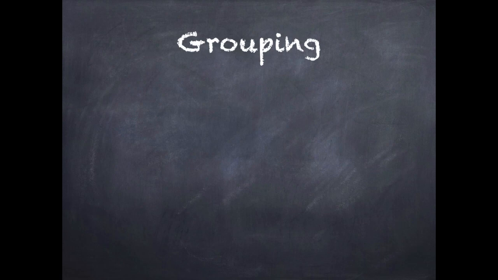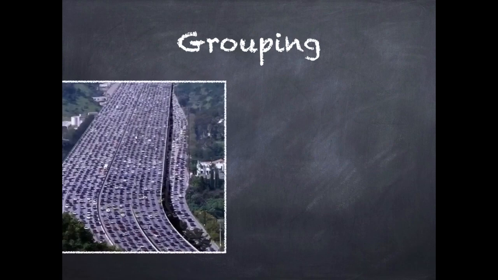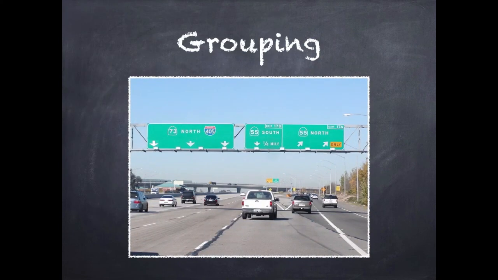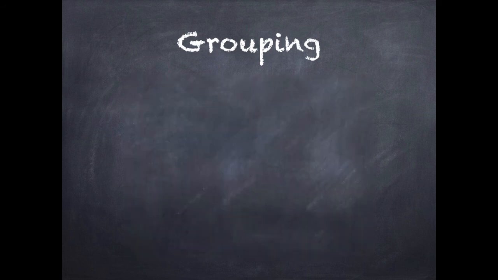Think of grouping like a massive interstate. An aerial shot of the traffic may look like chaos, but add in some instructions, and suddenly the drivers can get to where they need to go. The roads now eventually lead to the correct final destination.